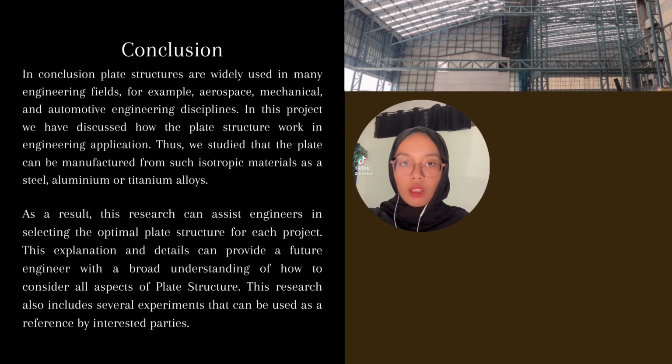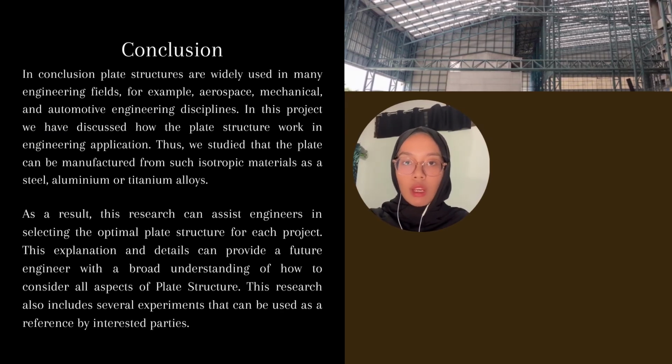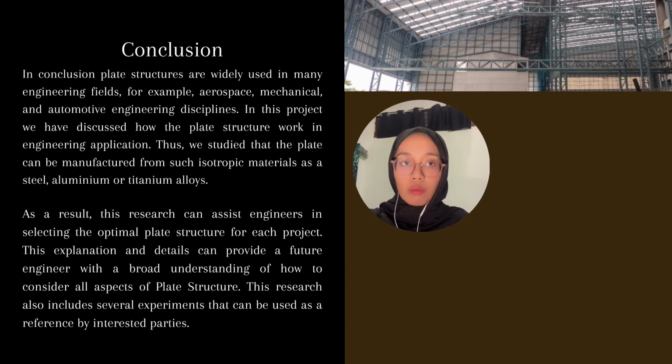In conclusion, plate structures are widely used in many engineering fields, for example, aerospace, mechanical, and automotive engineering disciplines. In this project, we have discussed how the plate structure works in engineering applications. Thus, we studied that the plate can be manufactured from isotropic materials such as steel, aluminum, or titanium alloys. As a result, this research can assist engineers in selecting the optimal plate structure for each project.